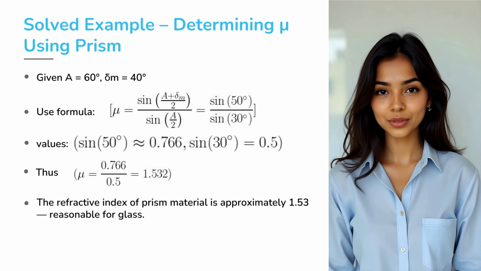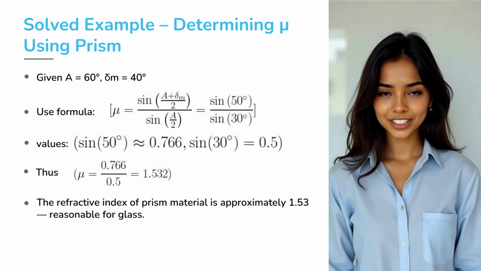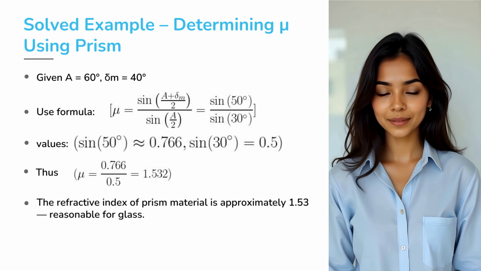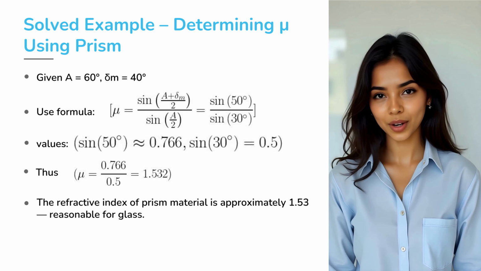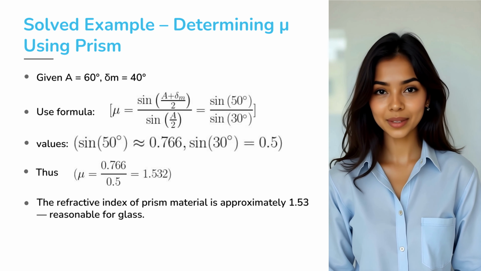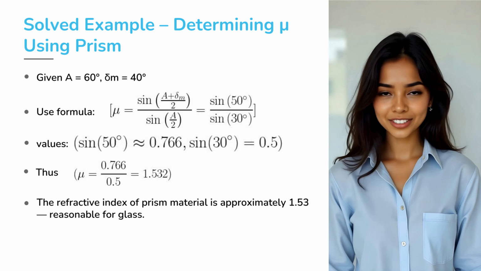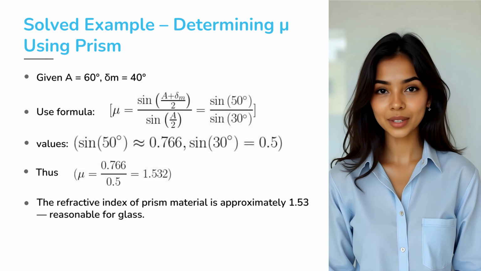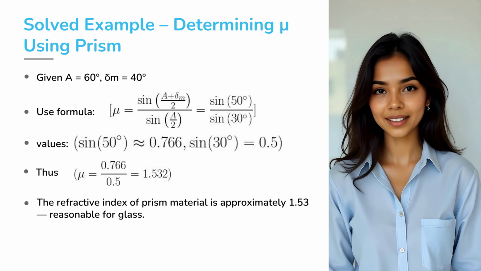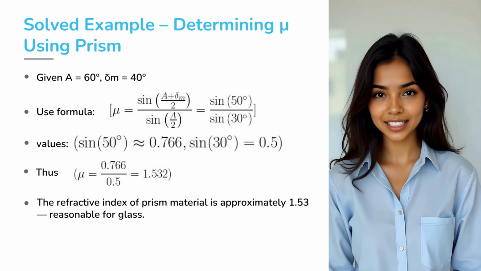Looking up these sine values, sine 50 degrees is approximately 0.766 and sine 30 degrees is exactly 0.5. Dividing 0.766 by 0.5 gives us about 1.532. This value means the refractive index of the prism material is roughly 1.53, very reasonable for a common type of glass. So, just by measuring the angles and the light's deviation through the prism, we can uncover the prism's optical fingerprint, giving us insights into what it's made of. It's like being a detective but for light.